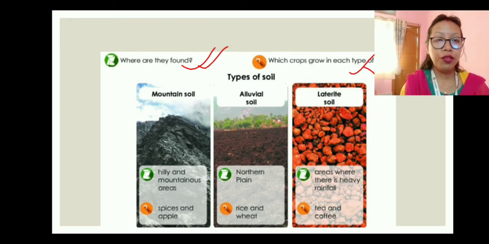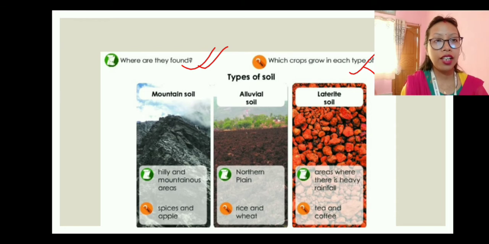Then we have the alluvial soil, which is found in the northern plain. We know the northern plain where the Ganga, Brahmaputra, these are the plains of the north, right? The northern plain is full of rivers. We have already discussed about it. So it has a lot of silt deposition, sedimentary deposition, right? And it is good for cultivation. So the crops that are grown here are rice and wheat.